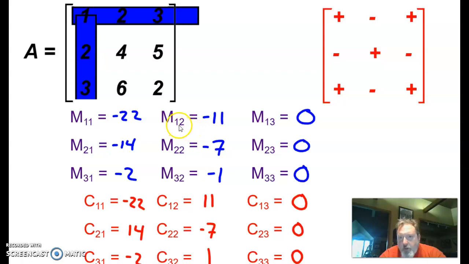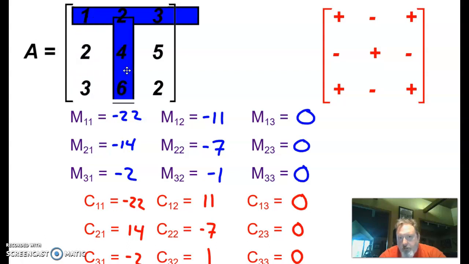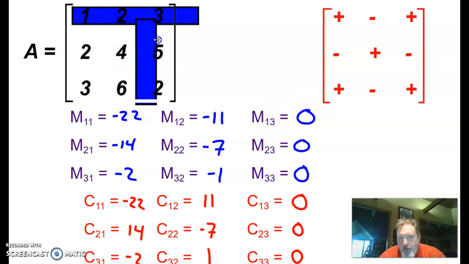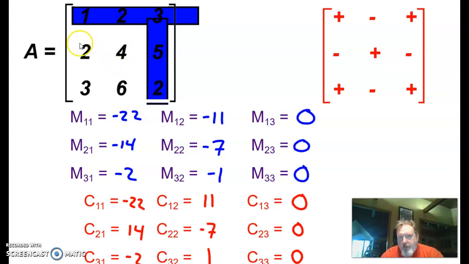To get minor 12, we do the same thing. Row 1, now we go to column 2. You can see we got 4 numbers left. So 4 minus 15 is negative 11. Minor 13, first row, third column. So again, I got 4 numbers left here. So 12 minus 12 is 0. So we're 1/3 of the way home.